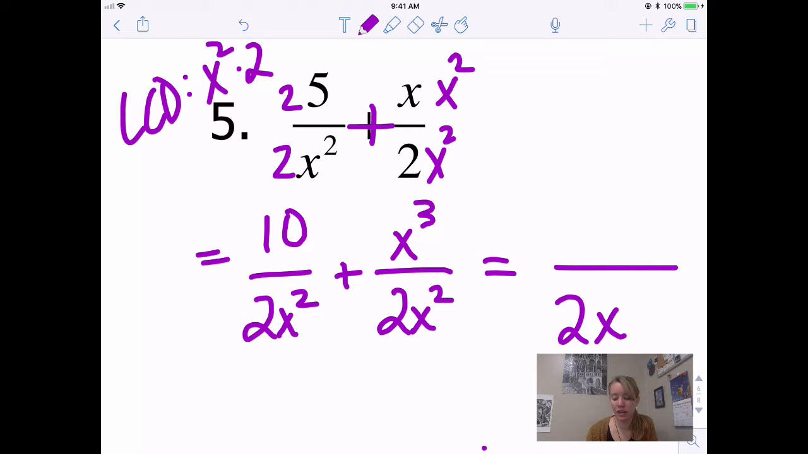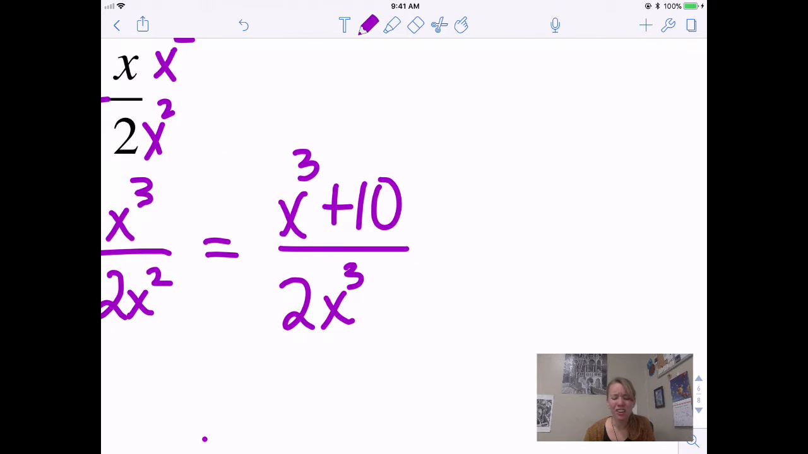Okay, keep the denominator, and then add your numerators. 10 plus x cubed, that is not 10x cubed. Those are not like terms. So I'll even list the x cubed first. X cubed plus 10. We could think, is this like a sum of cubes?